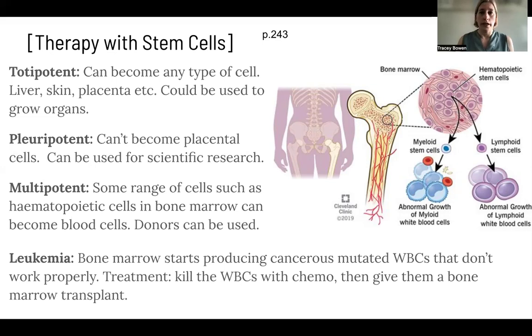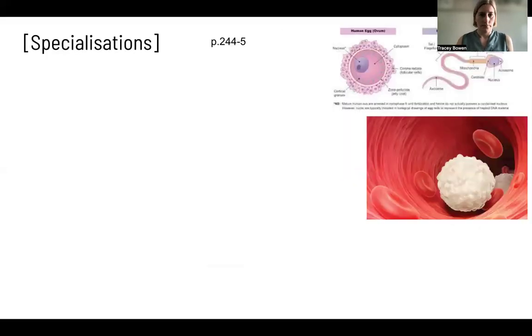So when you have leukemia, for example, bone marrow starts producing cancerous mutated white blood cells that don't work properly. The treatment there is to kill the white blood cells with chemo, and then to give the patient a bone marrow transplant from a donor that has the same blood type as them.